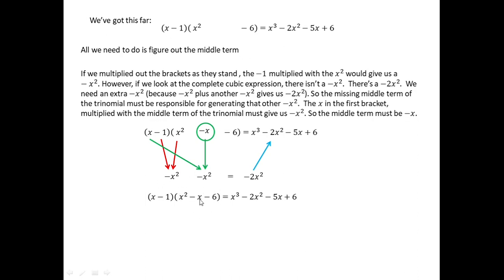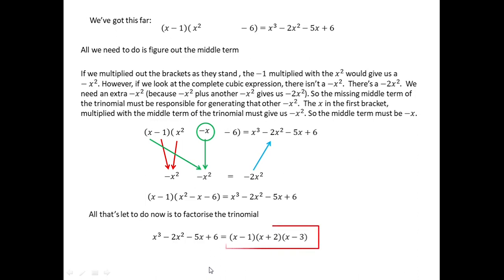All we need to do now is factorize this trinomial into its two constituent brackets. There we go. This trinomial factorized gives me that. So here, these three brackets, that is the final factorized form of this cubic expression. There we go. Okay. Example number 2, factorize it fully. Right, you can try this one yourself. Give it a go, pause the video, try it, and see how you do.